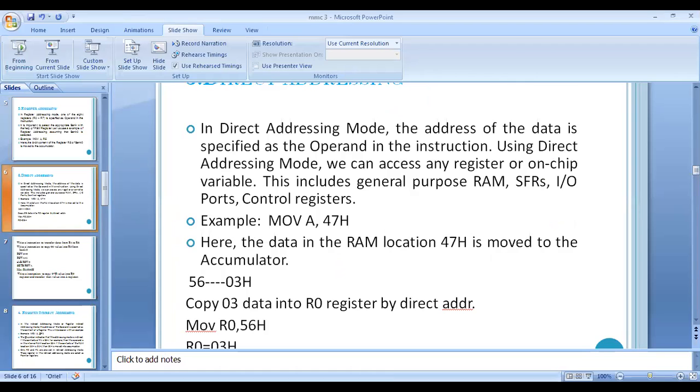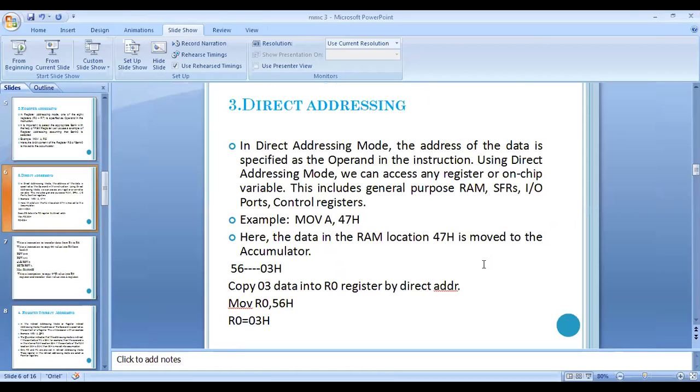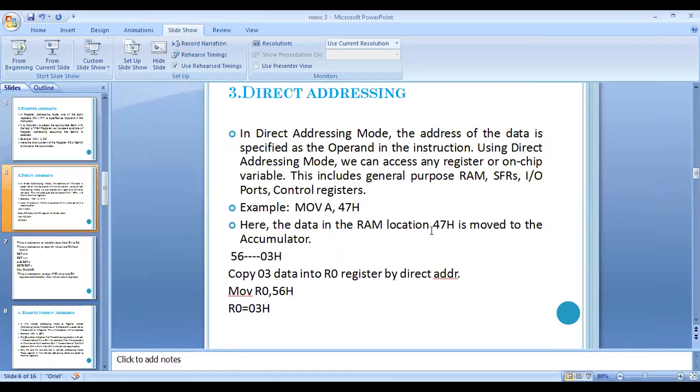Next. Now it is the third addressing mode, that is the direct addressing mode. In the direct addressing mode, we are mentioning the address where the data is stored. In direct addressing mode, the address of the data is specified as the operand in the instruction. म्हणजे instruction मध्ये आपल्याला काय मेन्शन करावं लागेल? ऍड्रेस. कुणाचा? जिथं आपण डेटा स्टोअर केलेला आहे तिथला.